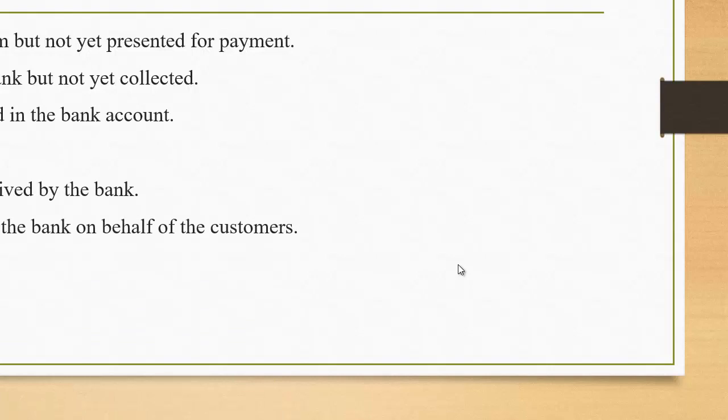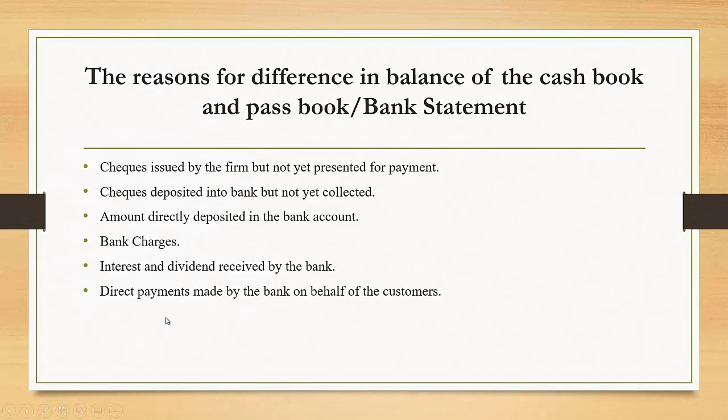The next reason is about direct payments made by the bank on behalf of the customer. Sometimes banks are instructed to make payment on behalf of their customers. So due to that reason, there may be a difference between the bank statement and the company's cash book.